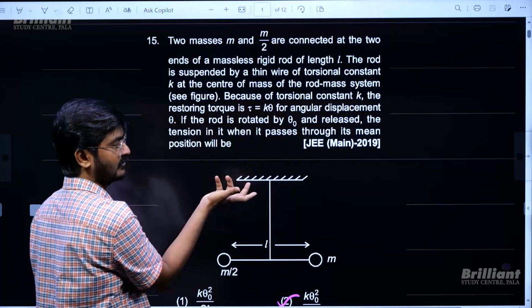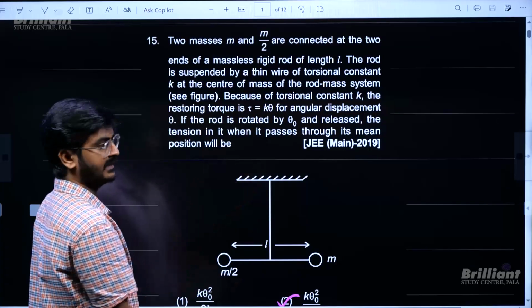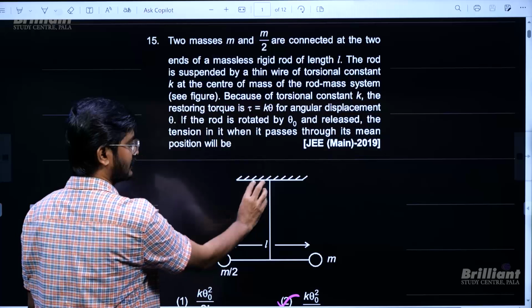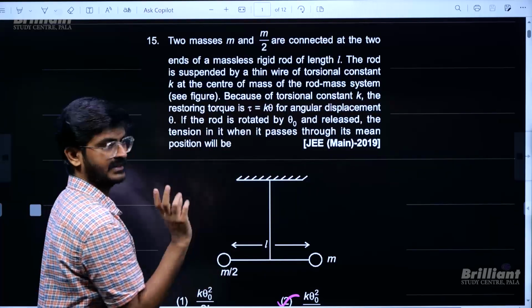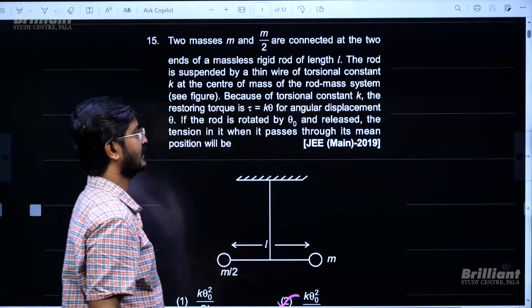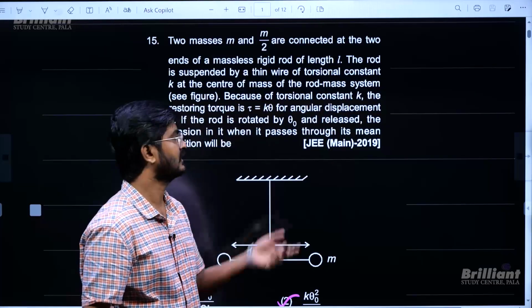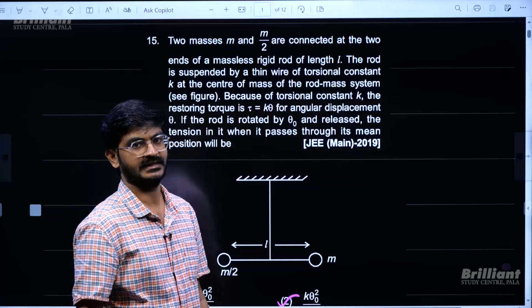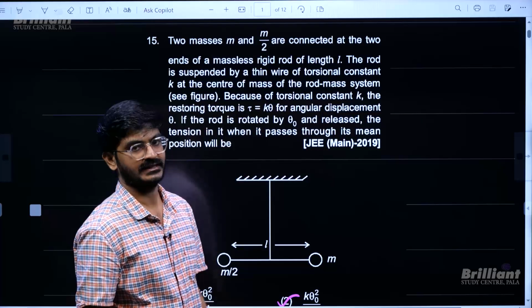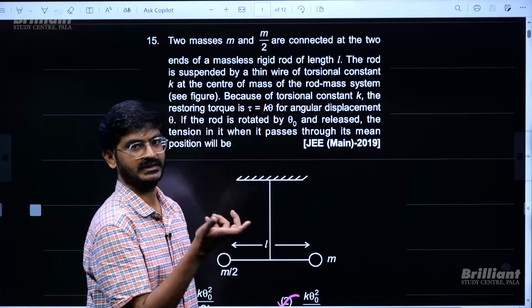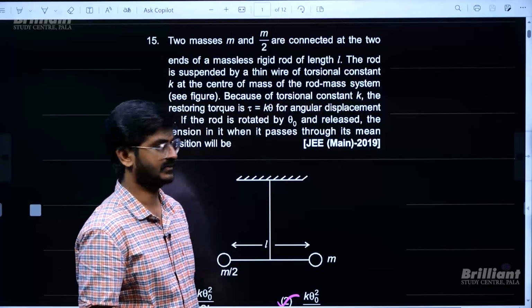When you leave it, it is going to go back to its mean position with some kinetic energy. Basically, there is some potential energy stored in that twisting wire, which will be converted into kinetic energy. You can go with the analogy: if spring force is K into x, energy will be half Kx square. Or you can integrate torque d theta, and the integration will give you half K theta square. So the potential energy stored in that twisting wire is half K theta square.